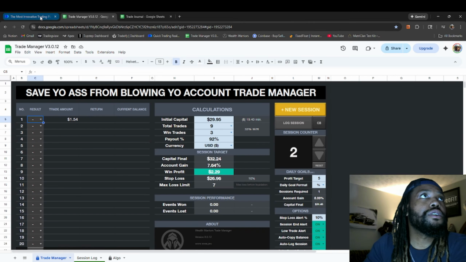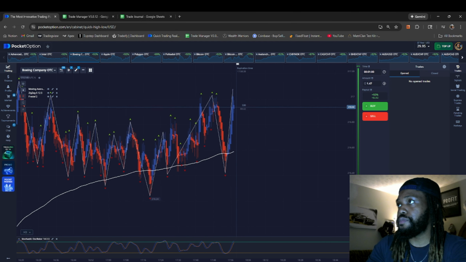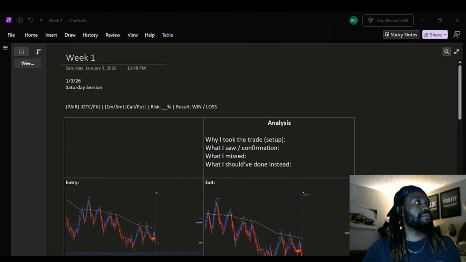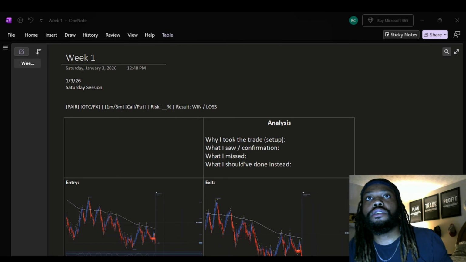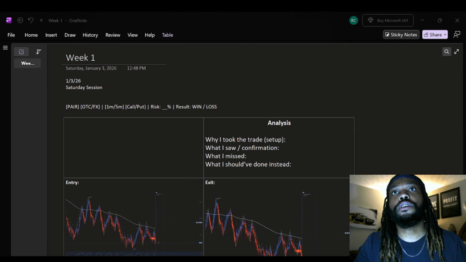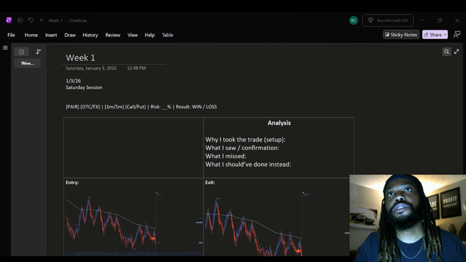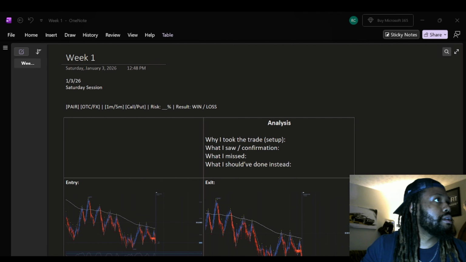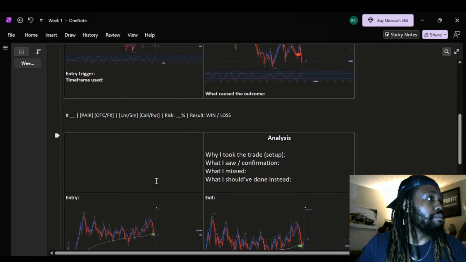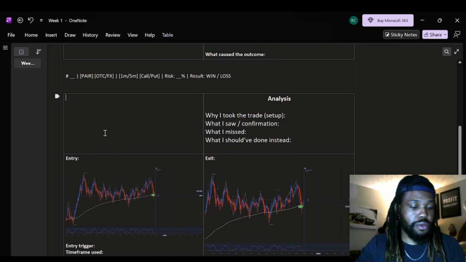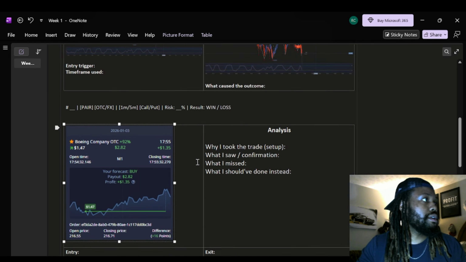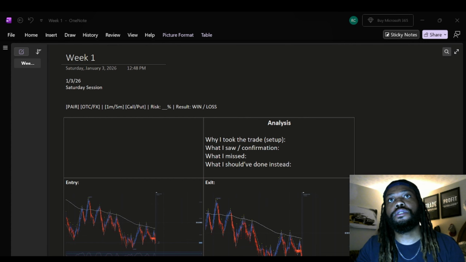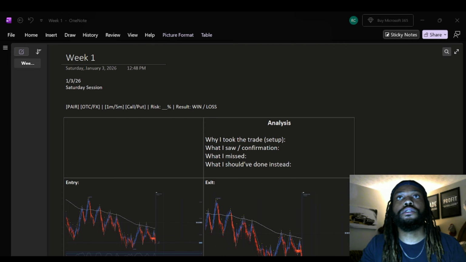So look, I'm finna show y'all how I journal, all right? Let me change my screen. This is my journal. I'm using OneNote to journal my trades. If we go back and look at our last trade, let me take a screenshot of this. That was the buy we took. So I'm gonna go ahead and paste that there. And the first trade we took was Apple. Go ahead and screenshot this here.